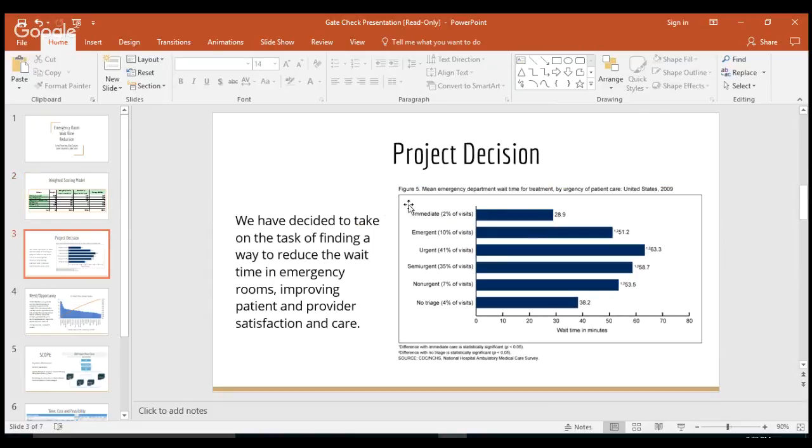Here we have a chart that gives the average emergency department wait time according to the urgency of the patient's care, meaning those that are immediate get in quicker at 28 minutes, whereas those that come in urgent are at 63 minutes. We decided to take on the task of finding ways to reduce the wait time in emergency rooms to improve patient as well as provider care and satisfaction for both of them.